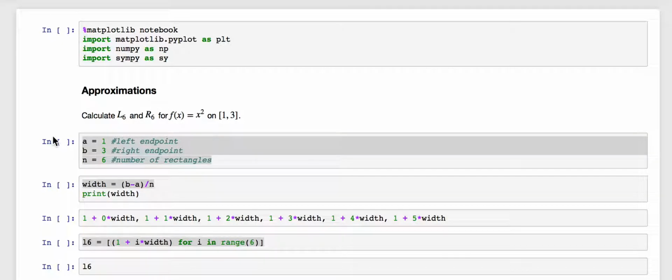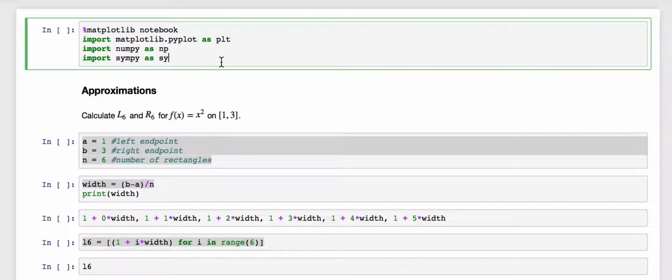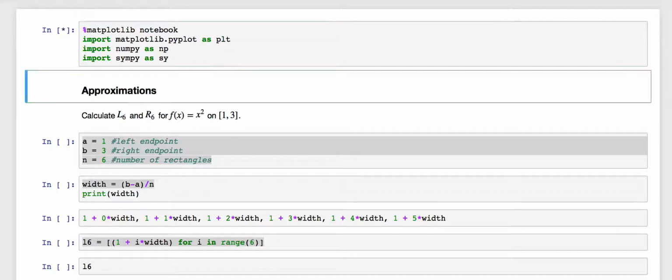Okay, so in this video, I just want to go through how to perform some integral approximations in Python and to visualize them. So, per usual, we've got our standard libraries imported here. I'm telling it to print my graphs in the notebook. I'm going to import and abbreviate pyplot, numpy, sympy, execute that cell.